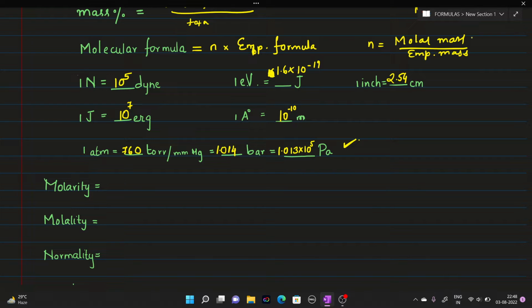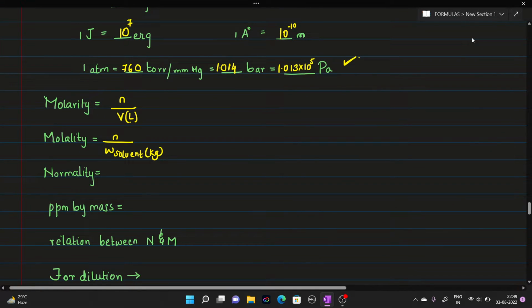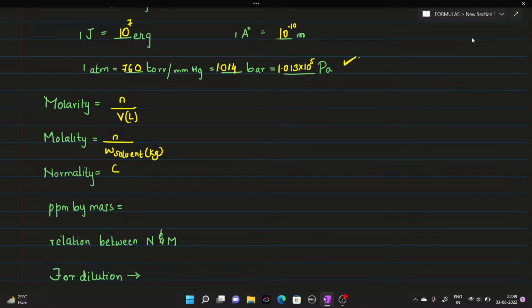Next is molarity. Molarity is number of moles divided by volume of solution taken in liter. What is molality? Molality is number of moles divided by weight of solvent in kg. After that, normality. Normality stands for gram equivalent of solute divided by volume of solution in liter.